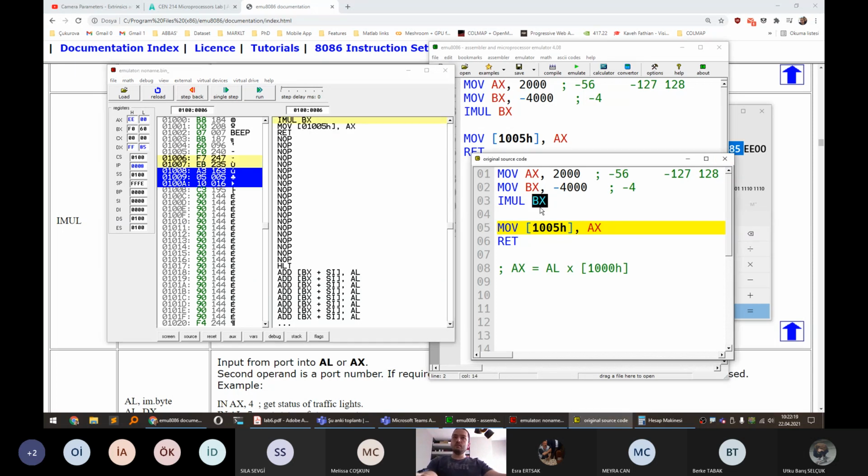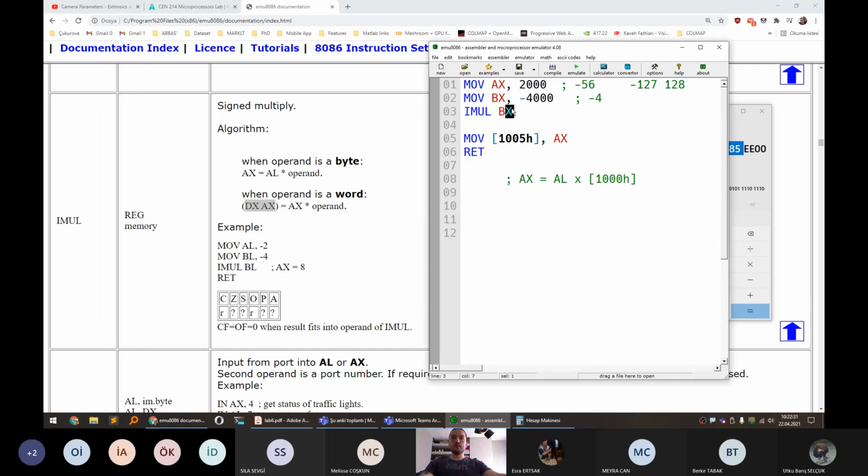If you use a word operand, the algorithm will be AX times BX stored into the DX-AX combination. If you use a byte operand, the algorithm will be AL times BL stored into AX. In order to store the DX-AX combination, we have to use move operands 2 times, one for DX, one for AX.